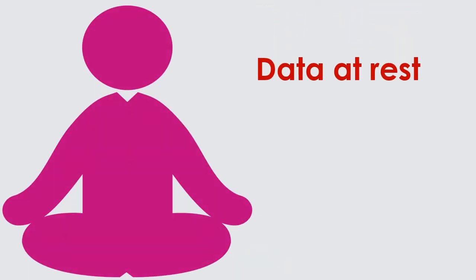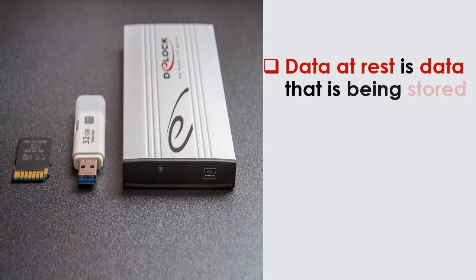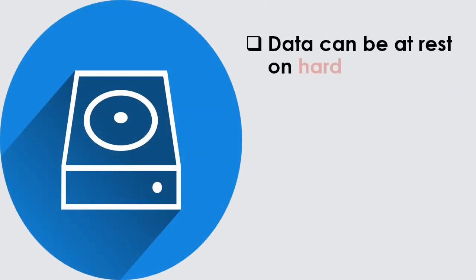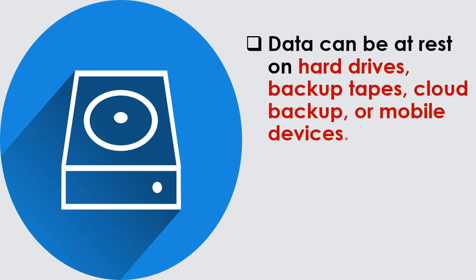Data at rest. Data at rest is data that is being stored and not used. Data can be at rest on hard drives, backup tapes, cloud backup, or mobile devices.